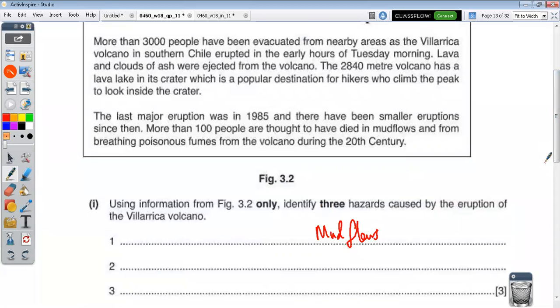Poisonous gas. Noxious gas. That's correct. Poisonous fumes, yes, that's correct. Gas or fumes is the same thing. What else? What's the last thing? Karen, the last thing from that paragraph. You can go through it again. Look for the last hazard there.